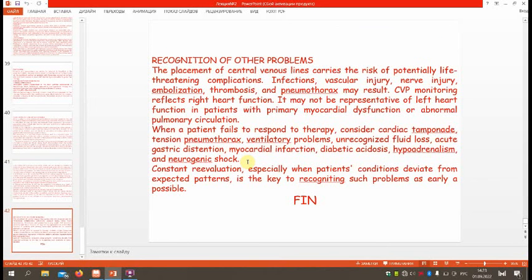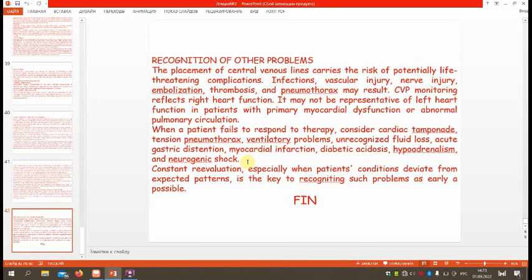Recognition of other problems. The placement of central venous lines carries the risk of potentially life-threatening complications. Infection, vascular injury, nerve injury, embolization, thrombosis, and pneumothorax may result. CVP monitoring reflects right heart function. It may not be representative of left heart function in patients with primary myocardial dysfunction or abnormal pulmonary circulation.